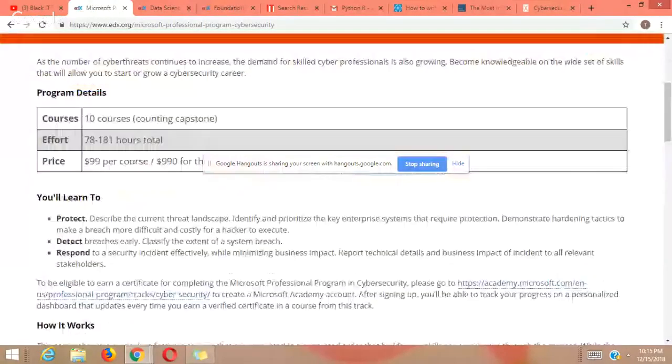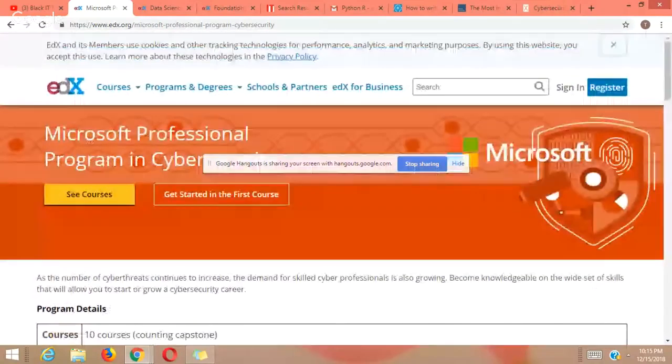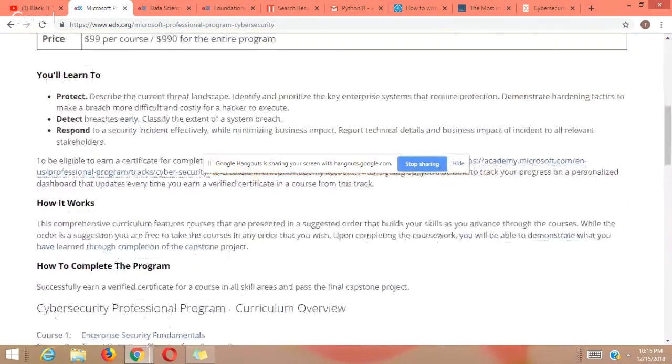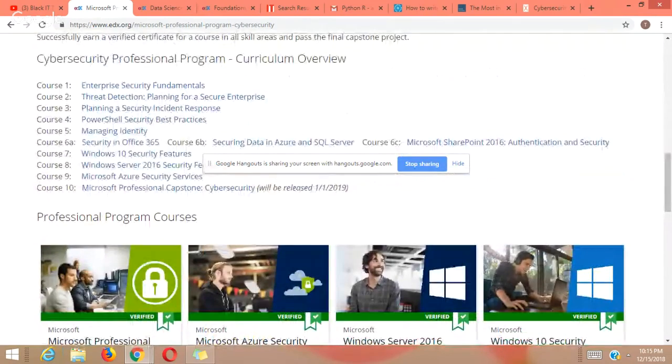Okay. How much is this? $990 for the whole entire program. That ain't bad. Yeah, I would recommend this over getting the CEH. The CEH is $900 just for the certification. You take this and you're getting the whole professional course over that. That's why I don't recommend the CEH. This is disrupting a lot of things at edX.